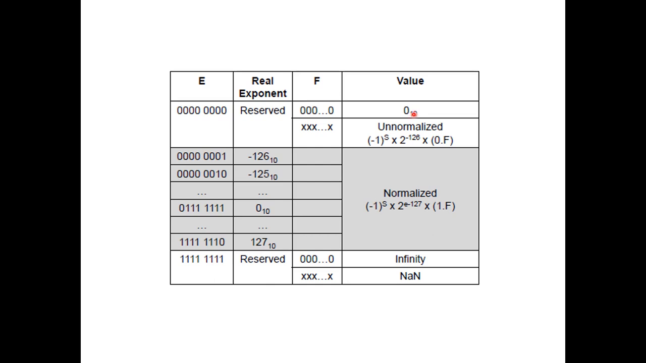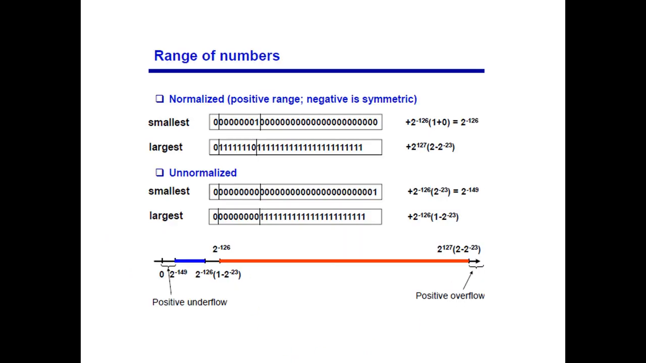If f is all zero, this is zero. If it is a non-zero number, then this is a denormalized number, whose value is given by this formula. If the exponent is all one, then again there are two possibilities: either f is all zeros, which is infinity, or non-zero, which is not a number. So this table basically summarizes how we use the IEEE 754 format.